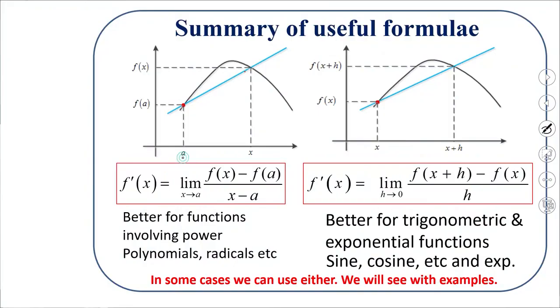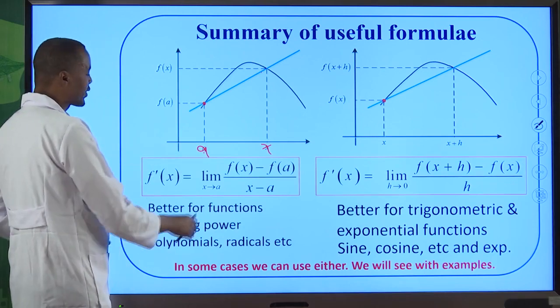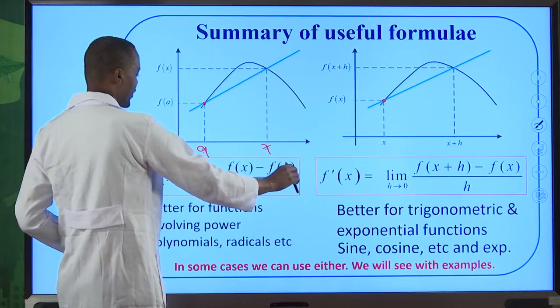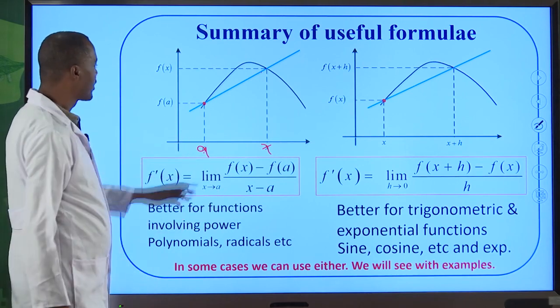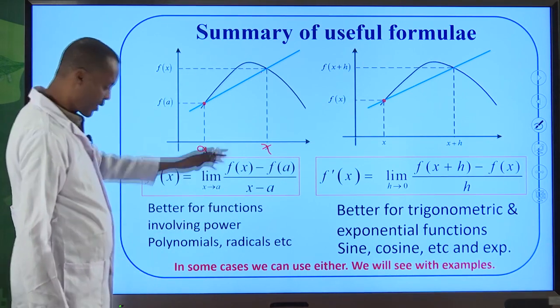Once again, if I have a point here and another point there, if this is a, correspondingly I have f of a here, and if this is x, I have correspondingly f of x there. So the vertical increment is f of x minus f of a, divided by, because we are calculating the slope, the horizontal increment, that is x minus a. So f derivative of a is simply the limit of f of x minus f of a divided by x minus a as x approaches a. That is what we can infer from this diagram.